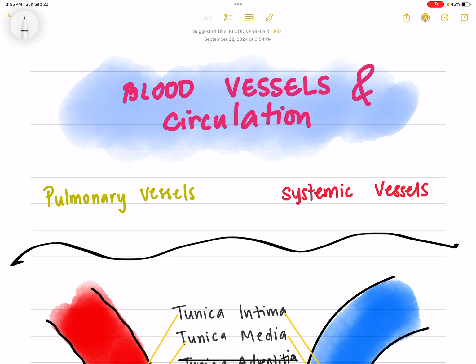Okay, so circulatory system. Meaning, we will study how blood circulates in our body to different parts of our body. So circulatory system is constituted by two classes of blood vessels. We have pulmonary vessels and systemic vessels. The pulmonary vessels transport blood from the right ventricle of the heart through the lungs and back to the left atrium. And the systemic vessels transport blood from the left ventricle through all parts of the body and back to the right atrium.